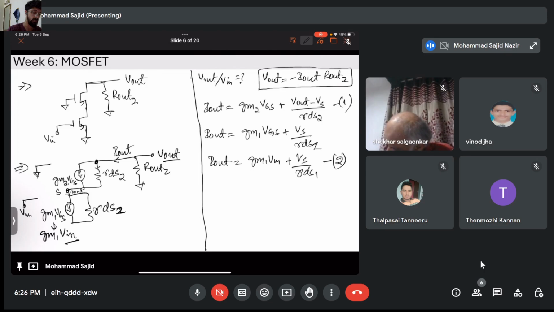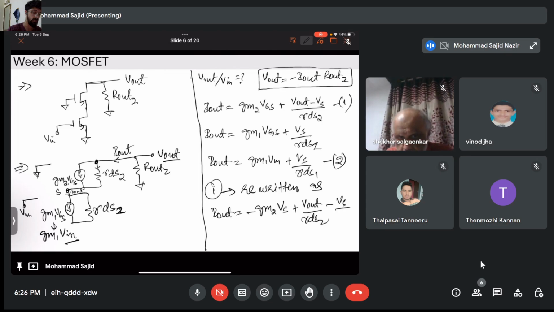I can see from equation number 1 that Vg is 0. So equation 1 can be rewritten as I output is equivalent to gm2 times minus Vs, because Vg is 0, plus V output by RDS2 minus Vs by RDS2. Now you can see these and I output again. You can write I output as V output by R output. So I output is minus V output by R out.